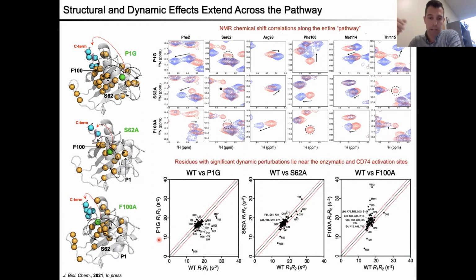We went a step further and used spin relaxation parameters to also probe the dynamic effect and correlation experimentally between these systems. And what we found is that most of the residues that have altered dynamic parameters from that of the wild type in each of these mutants correspond to sites within this allosteric pathway or that directly surround the enzymatic or CD74 sites. Again, suggesting that there is some level of coupling between these sites. And really, we just need a little bit of time to work out exactly what that is.